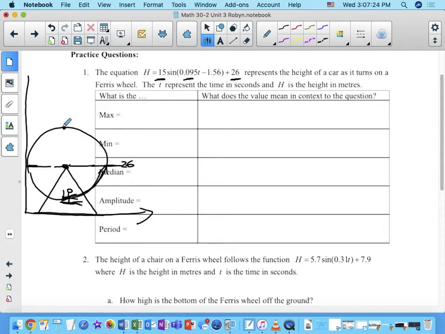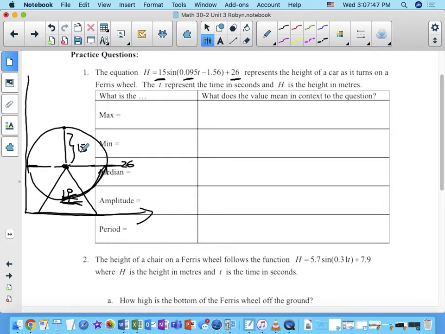Right? Here's the middle, here's the maximum height. This is the 15. Okay, so from the middle to the top, that's the amplitude. Where does that show up in the circle? What part of the circle is that?